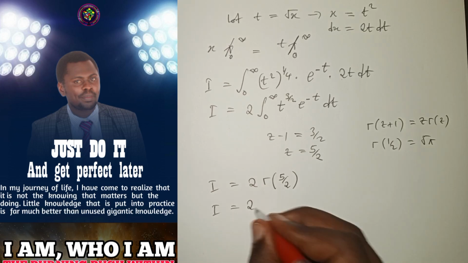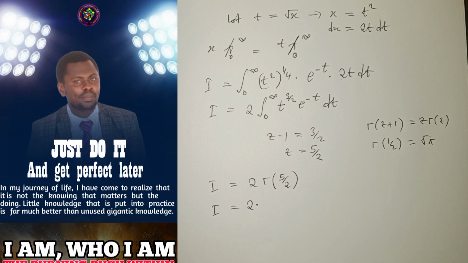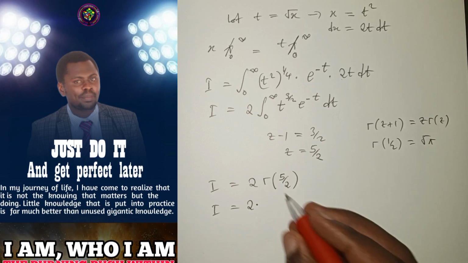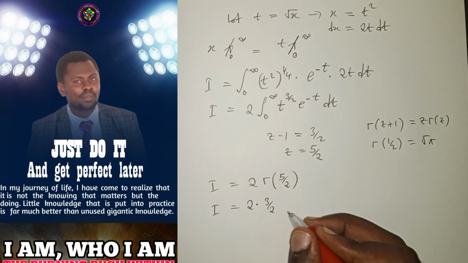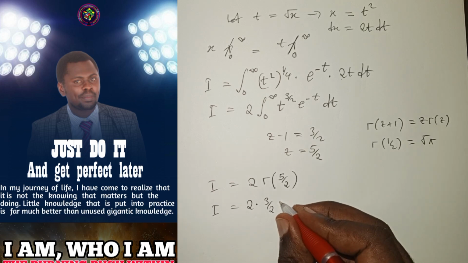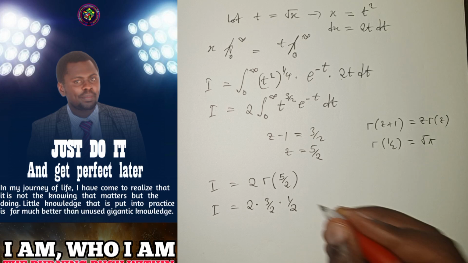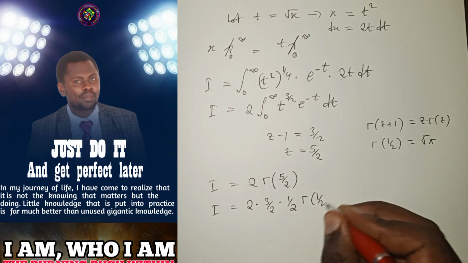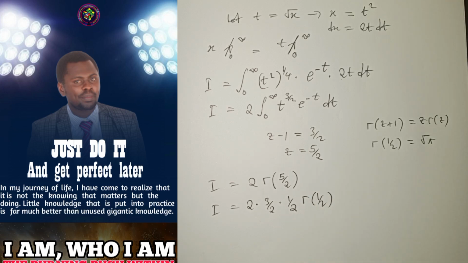So it will be like this. I is equal to 2 multiplied by 5 over 2 minus 1, you get 3 over 2. So again, we are going to have gamma of 3 over 2. Now we want to simplify it to gamma of 1 over 2. So again, you say 3 over 2 minus 1, you get 1 over 2. Then here we are going to have gamma of 1 over 2.